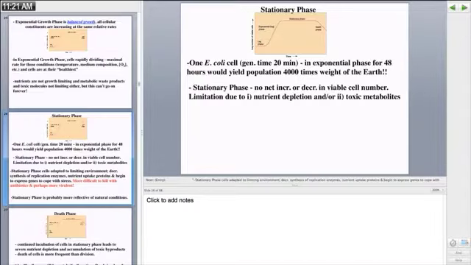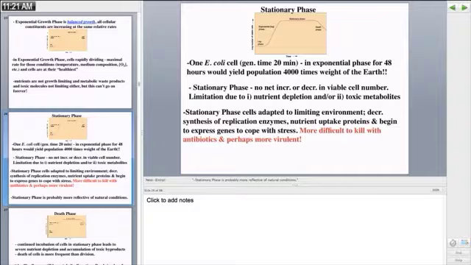So stationary phase arises because of nutrient depletion and/or the accumulation of toxic metabolites. These stationary phase cells, this entire population, go through an adaptation. They change their whole gene expression pattern in order to survive these trying times. So it's a completely different physiology that's going on during stationary phase as compared to exponential or lag phase. They're actually capable now of coping with this environment.